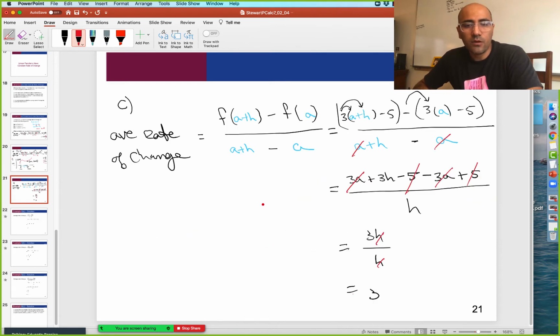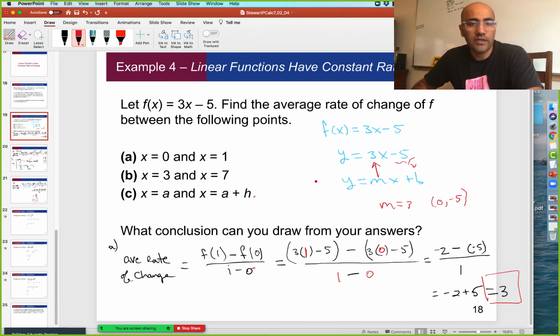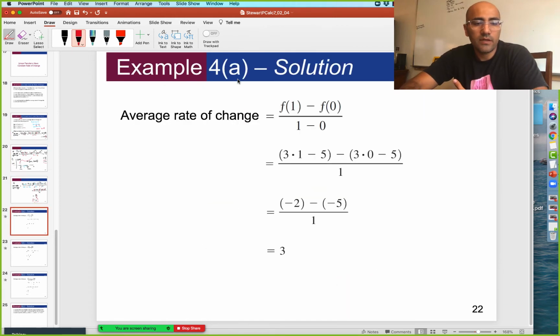But then we plug it into our equation, work it all out, distribute, cancel, reduce, and we still end up with the same value of 3, which is all associated to this value in our equation, which is the slope. So of course the average rate of change between any two random points on the line is going to be equal to 3, which is exactly equal to the slope of the line. Good. Any questions?